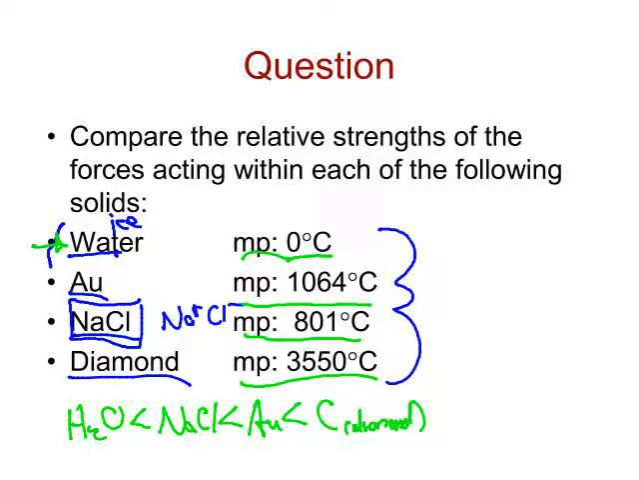So there we go. It actually turns out these are all examples of the four different classes of crystalline solids. What differentiates these different substances and gives them different particles are the types of forces that are holding the particles in the crystal lattice together. Let's take a look at that really fast.